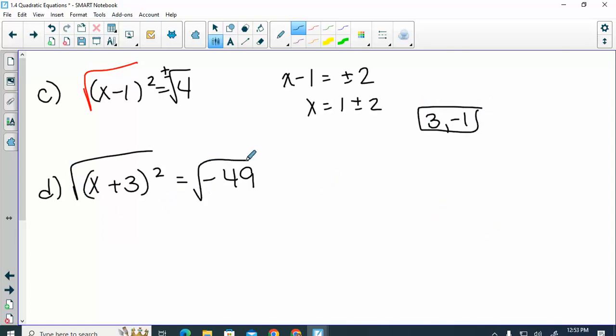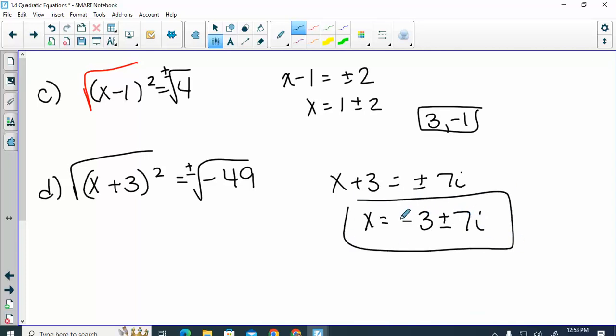D, square root, plus or minus, so x plus 3 equals plus or minus, what's the square root of negative 49? 7. So then, when you subtract over that 3, we can't actually add those, so we just leave it like that. Negative 3 plus or minus 7.